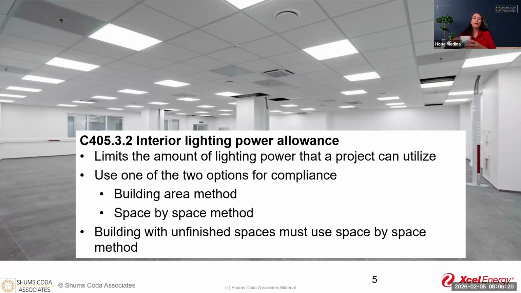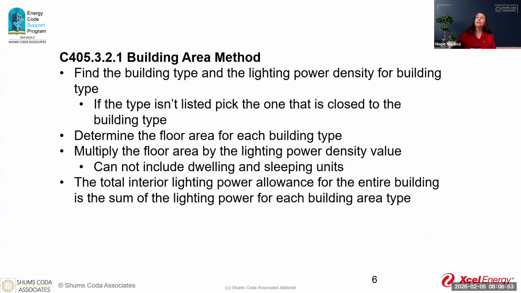Now, it also incorporates that concept of a core and shell, where you're bringing it to a certain point, but basically you're going to have spaces that are unfinished because you're going to have tenants come in or whatever the case may be. The code tells you how you're going to deal with it. It says that for those unfinished spaces, you're going to use the criteria that you find in the space by space method.